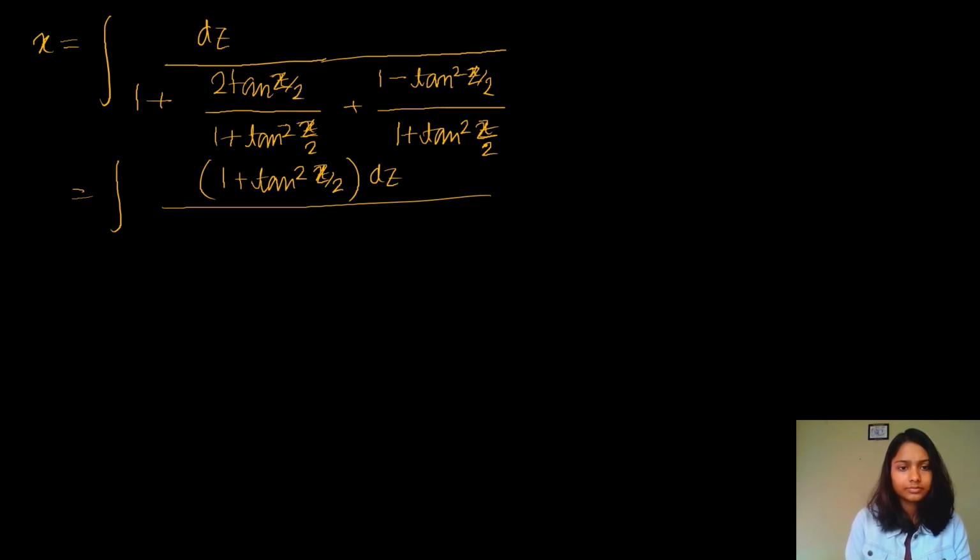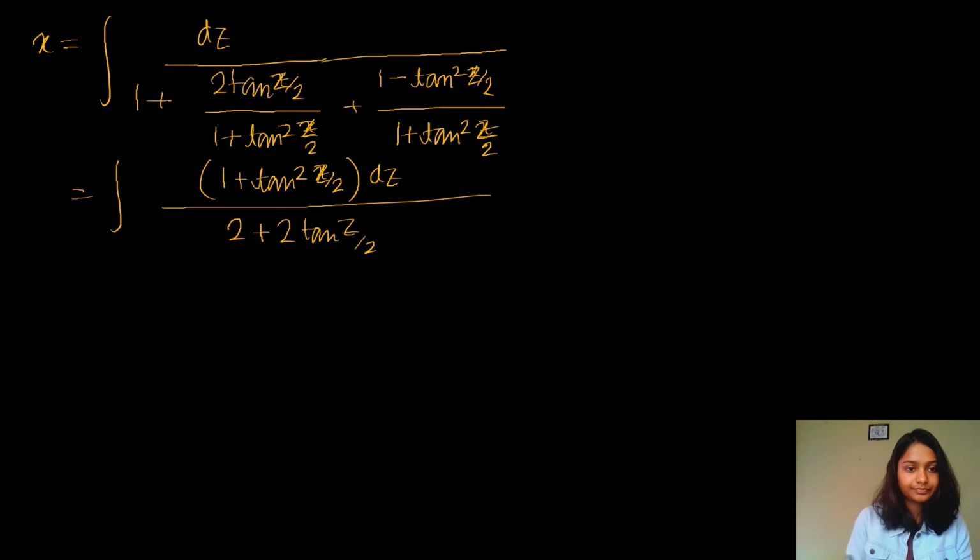So we have this 2 plus 2 tan z by 2. We are only simplifying this expression. So 1 plus tan square z by 2 will go up here, and if we add these terms, the numerator will become 1 plus tan square z by 2 plus 2 tan z by 2 plus 1 minus tan square z by 2. So tan square z by 2 and minus tan square z by 2 will get cancelled out, and 1 plus 1 will become 2 plus 2 tan z by 2.